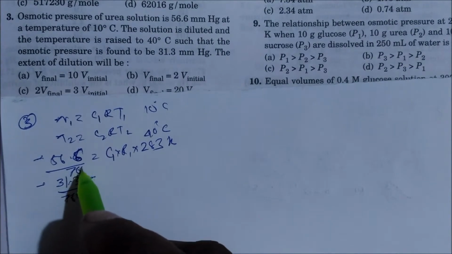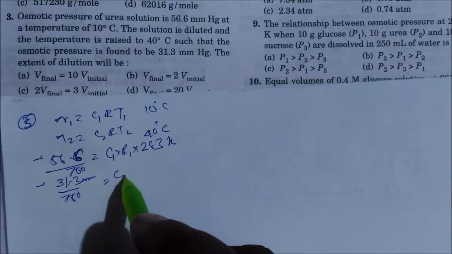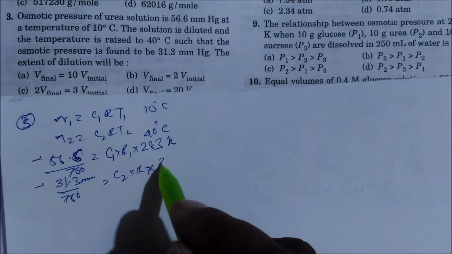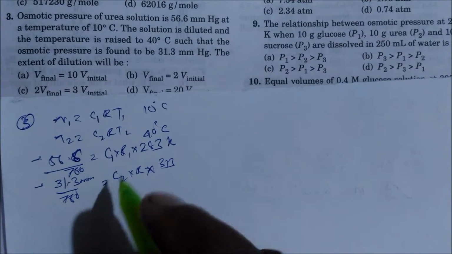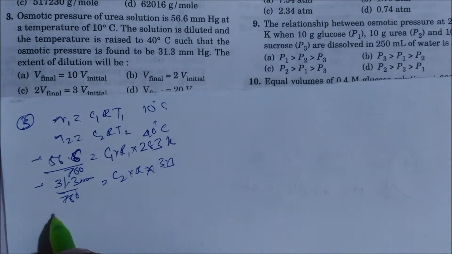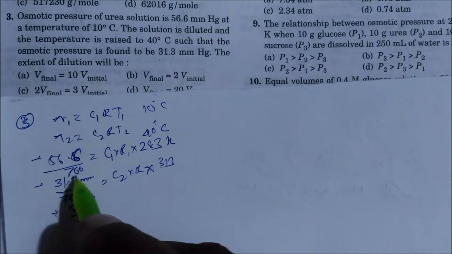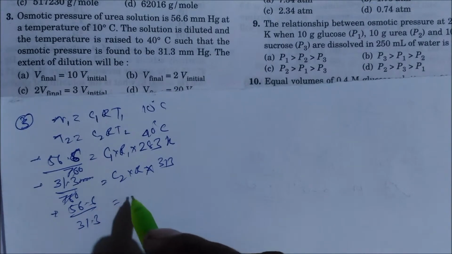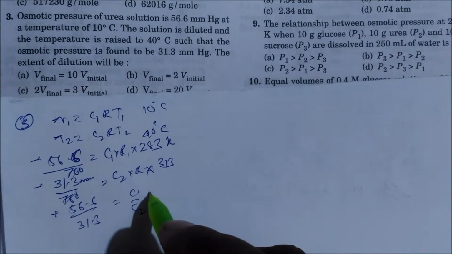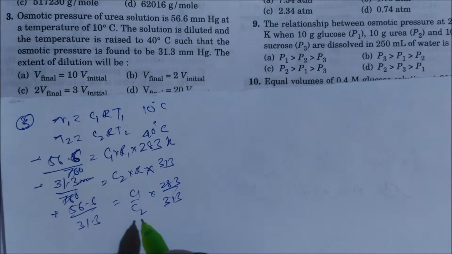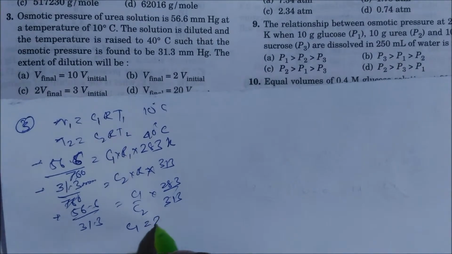This also 760 millimeter. And C2 is given R, and temperature is given 40 degrees centigrade. This is with 330 millimeter. So on dividing both, you will get 56.6 divided by 31.3. This will be cancelled out, and this will give your C1 by C2, and this will be 283 by 303 Kelvin. So if you solve, you will get C1 is equal to 2C2.